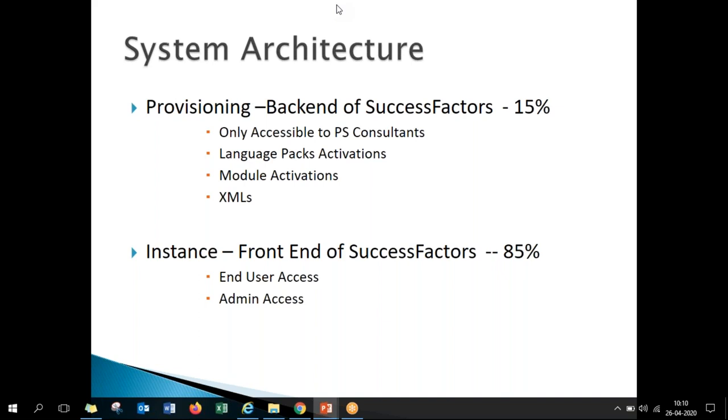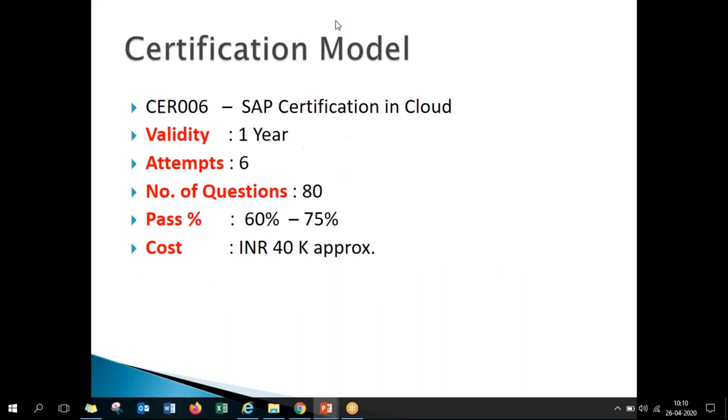And as someone asked me about the certification model, let me throw some light on the certification part. We have to do the official certification of SF through a website called training.sap.com. It's an official website. In that, we have to subscribe to something called SAP certification in cloud. It's a package, and the code of it is CER006. Even on the internet, if you search for this code, it is the SAP certification in cloud package. That will cost you around 40,000 to 45,000 inclusive of taxes in Indian currency.